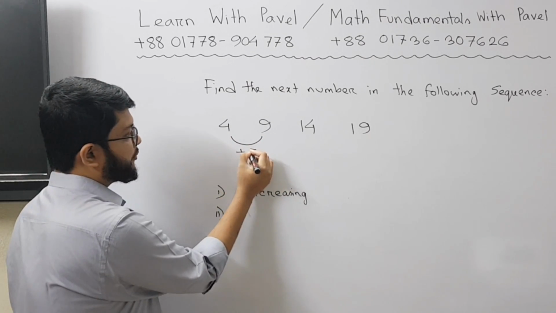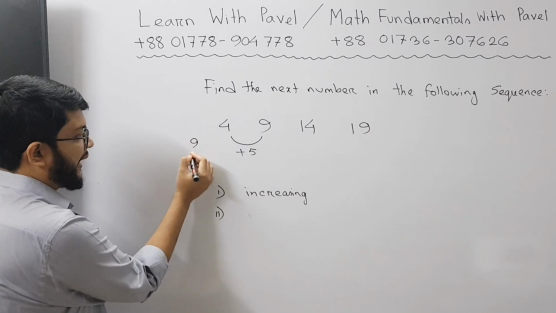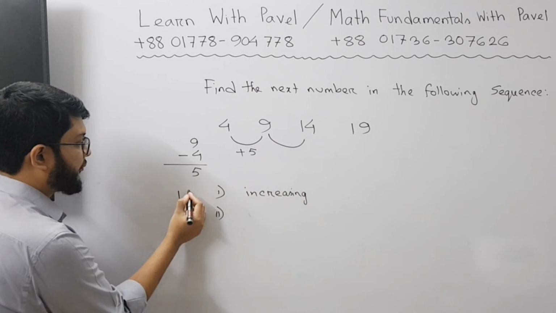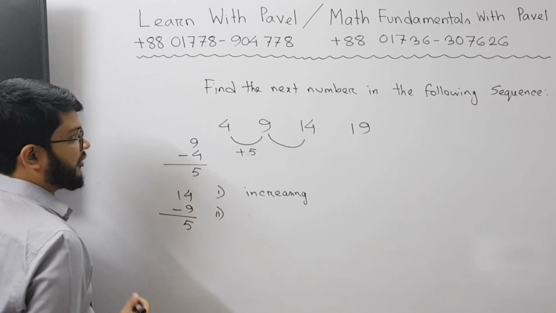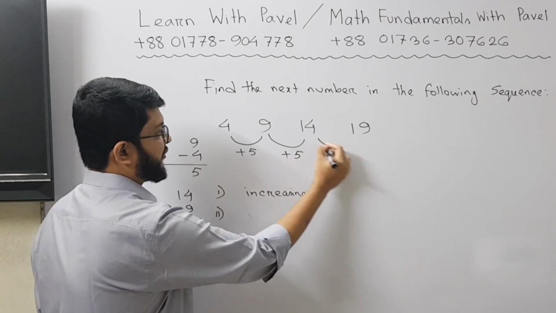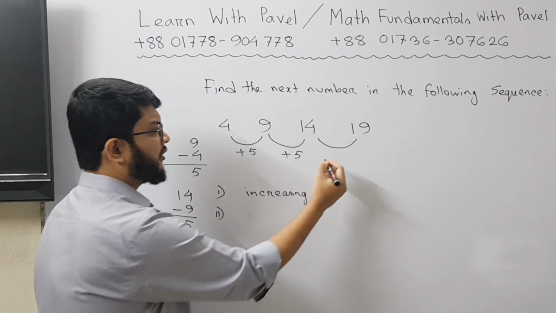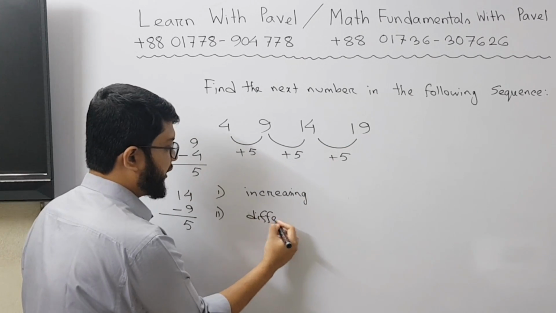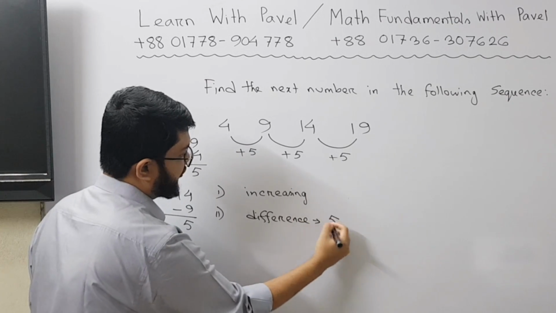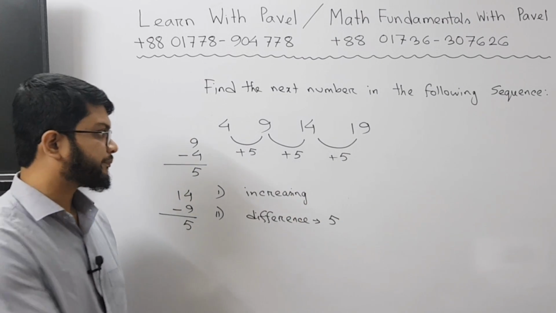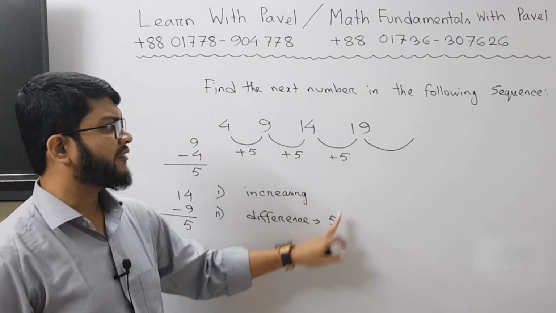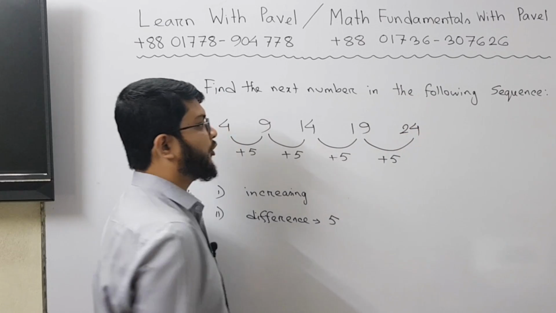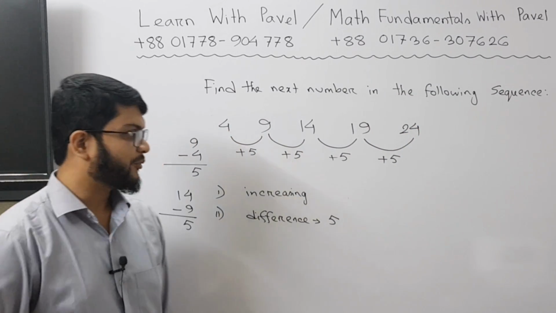Here the difference is plus 5. How do you find that out? 9 minus 4, you get 5. Again you find the difference, 14 minus 9, again this is 5. If you subtract 14 from 19 you again get 5, so plus 5. Every time the difference is 5, positive 5. That means you have to add 5 to 19. If you add plus 5 you get 24. Very easy, right? I hope you understood this.